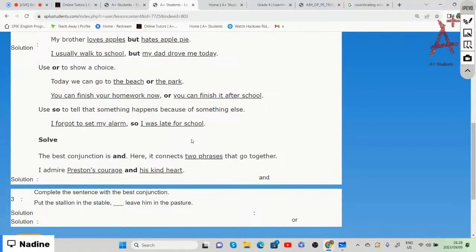And then we use so to tell that something happens because of something else. If we look at an example, we can say: I forgot to set my alarm, so I was late. So we use so to tell that something happens because of something else.